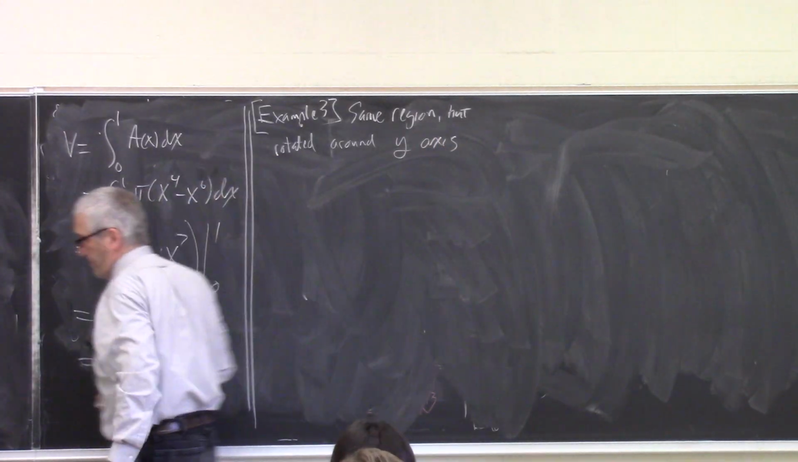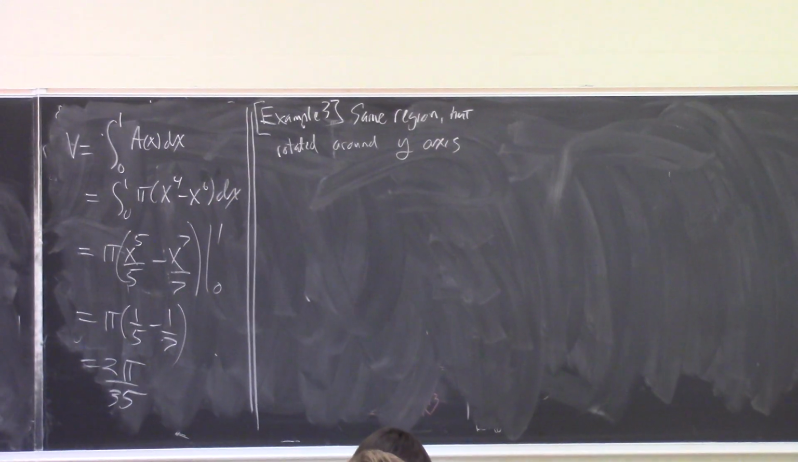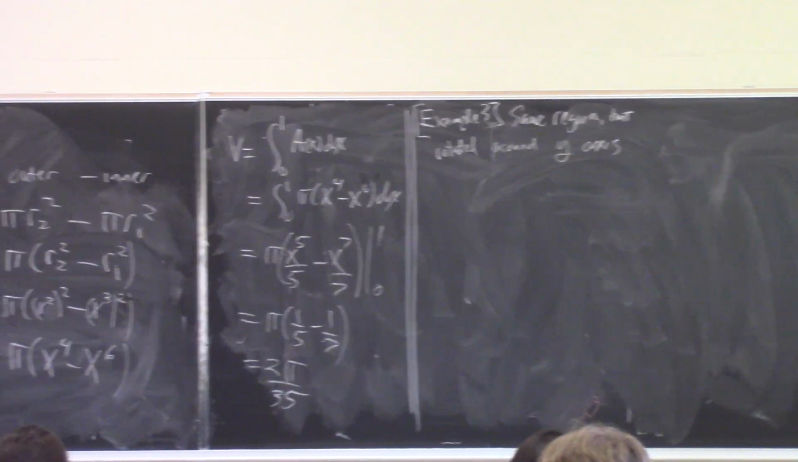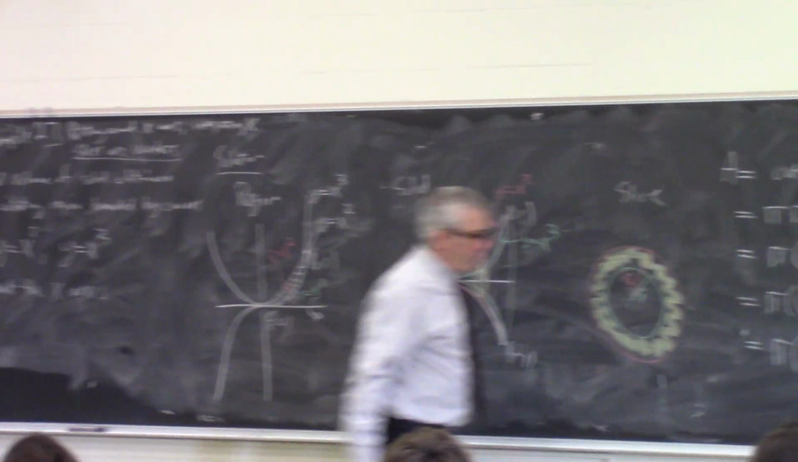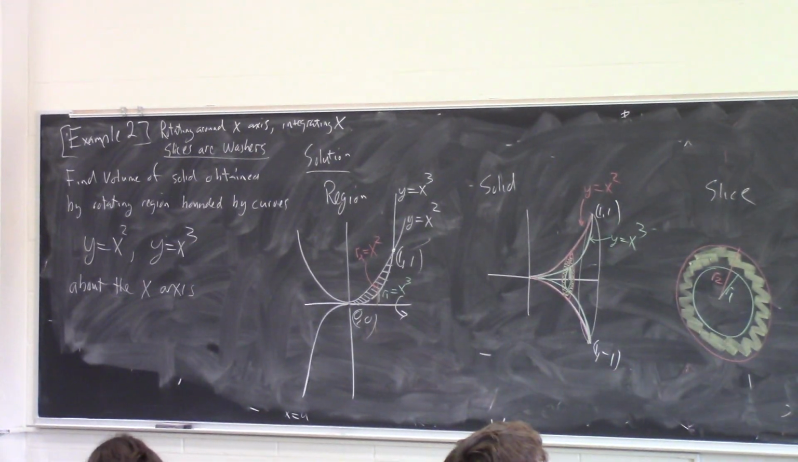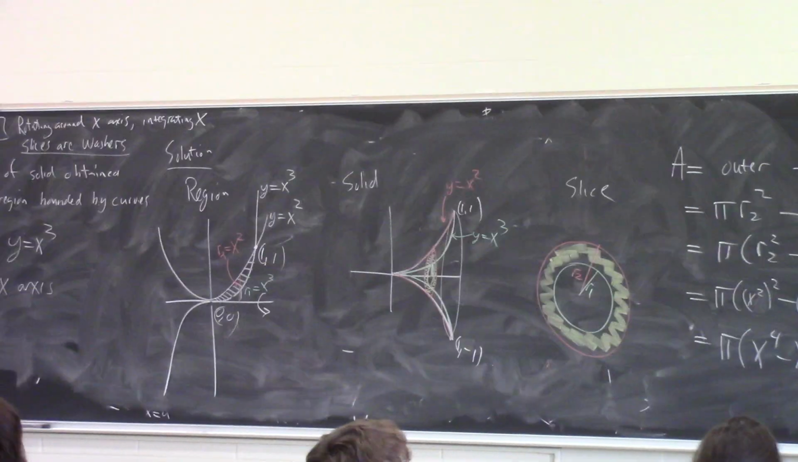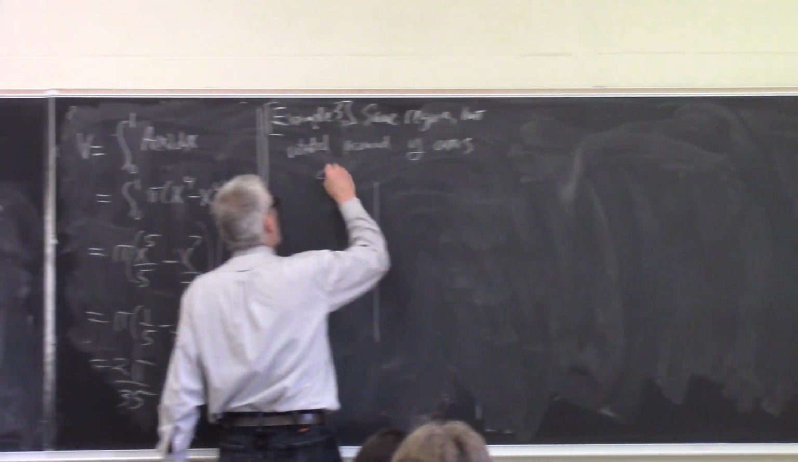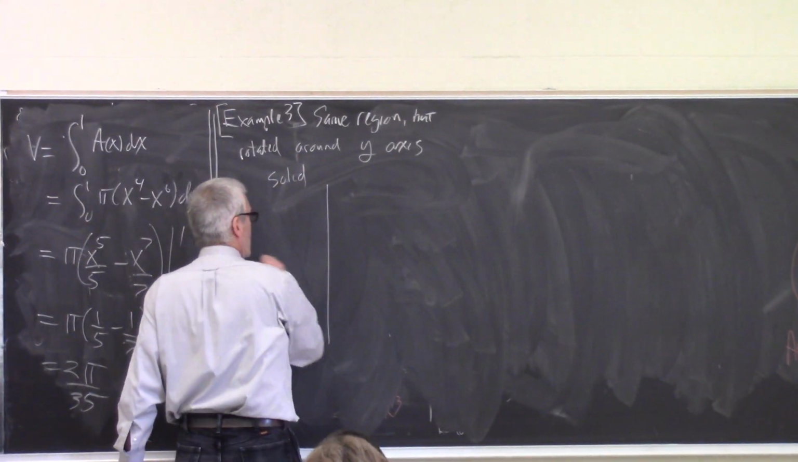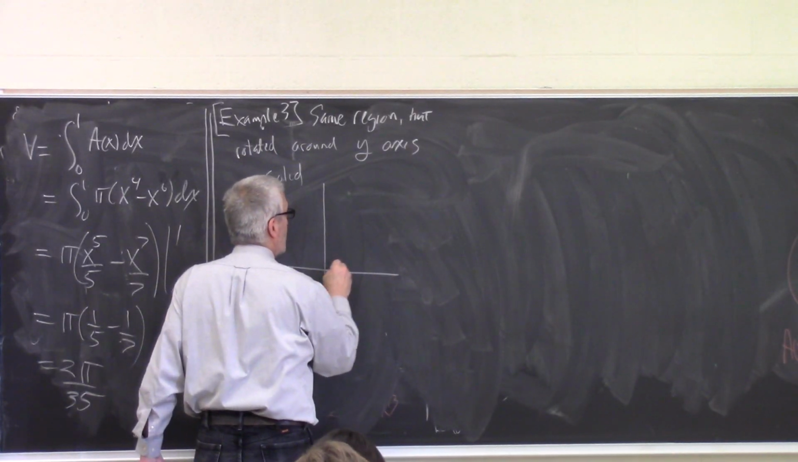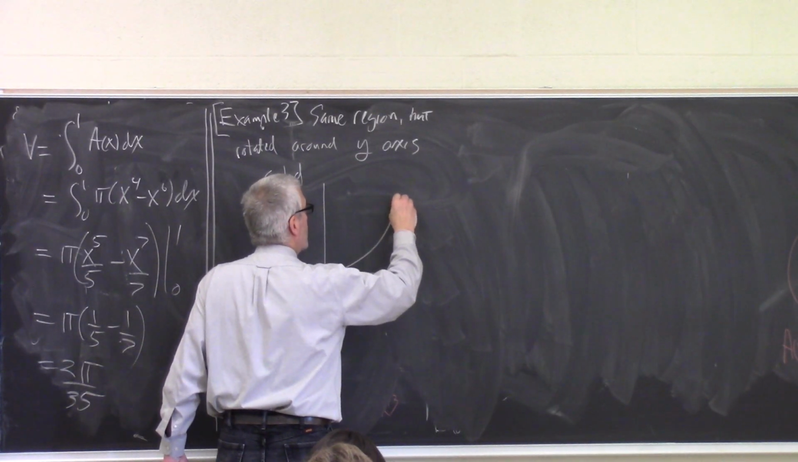So I've already got the region drawn. It's here. Now I just have to convey what it looks like when I rotate it. Well, I'm going to draw, so here's the solid. So I first draw my curves.